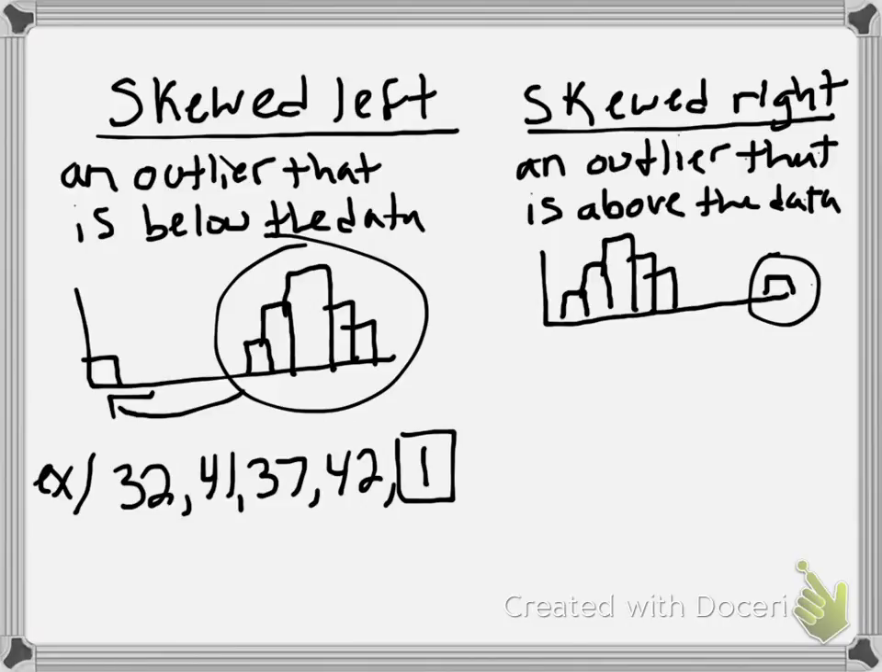So skewed again just kind of means we have our symmetric part here, but our data is going to continue off to the right, or in this one over here, our data is going to continue off to the left, because we have this data value really far to the left, or in skewed right really far to the right.